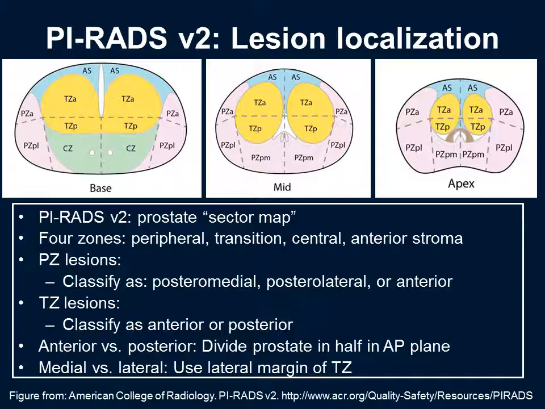In terms of lesion localization, PI-RADS version 2 provides this prostate sector map, which I think can be useful to guide us in terms of the level of detail to give for lesions. It notes 4 zones: the peripheral, transition, central, as mentioned earlier in this talk, as well as the anterior fibromuscular stroma. Peripheral zone lesions are classified as posteromedial, posterolateral, or within the anterior horn. Transition zone lesions are classified as anterior or posterior. For anterior or posterior, we can just divide the prostate in half in the AP plane. For medial or lateral, it suggests we can use the lateral margin of the transition zone.